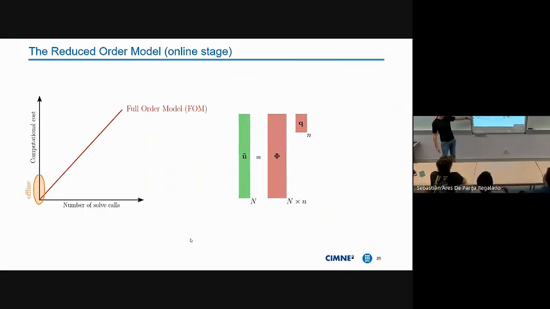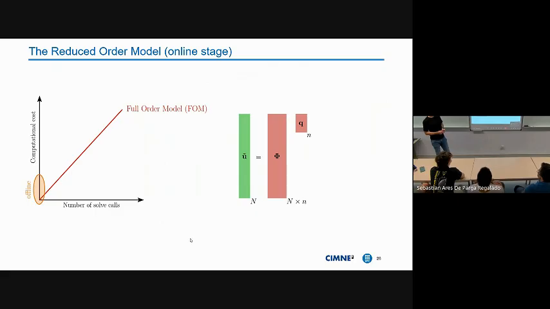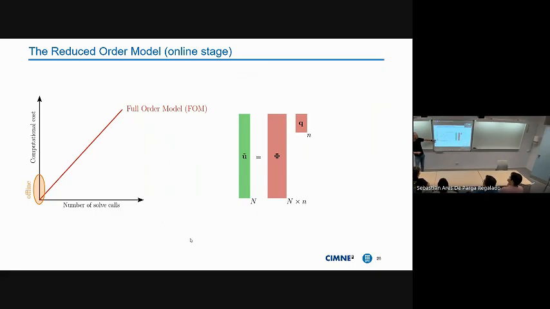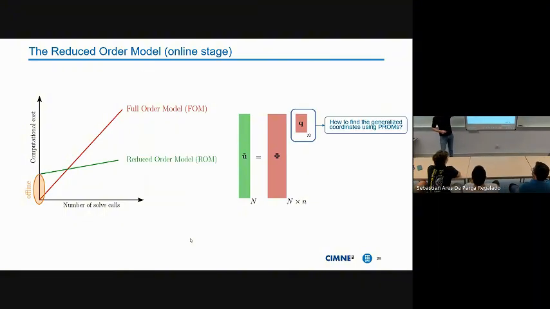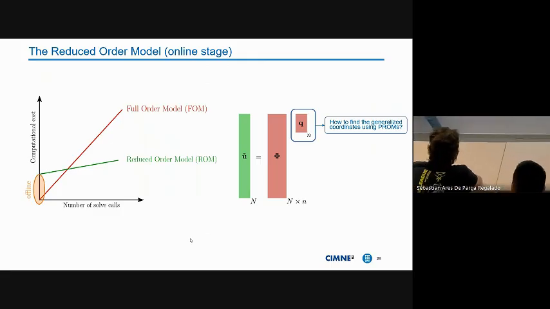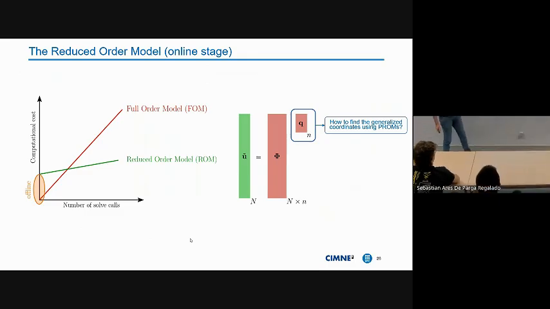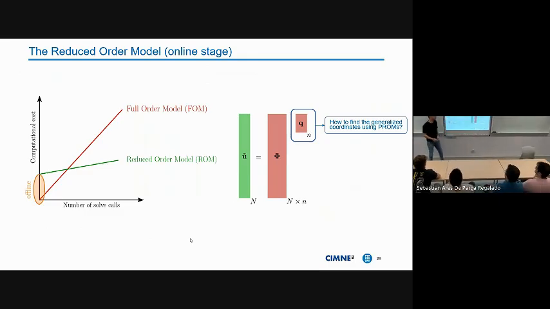Now, if we take a look into the offline, if we want to build the reduced order model, this was the offline part where we build the operator phi. Now, what I want to explain to you here is: once we define this operator, how can we build a reduced order model out of this? So how can we find a different q for a new parameter that we have never seen?